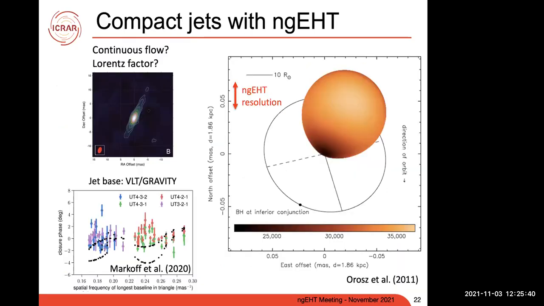We could also, with sufficient sensitivity, look at some of the compact jets with the ngEHT. So here is the compact jet from Cygnus X-1. We think these are continuous flows, but that could be because we don't have the sensitivity and resolution to pick out multiple moving components here. We don't know very well the Lorentz factors of these compact jets, and that will be a very important thing to measure for their overall energetics and feedback to the surroundings. So by studying these, we can get some information that's so far been very hard to come by.